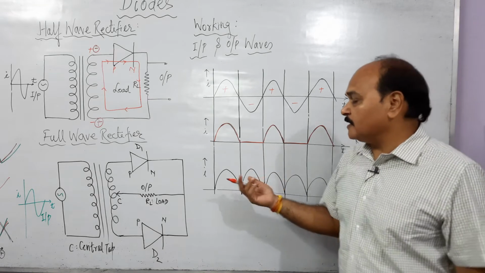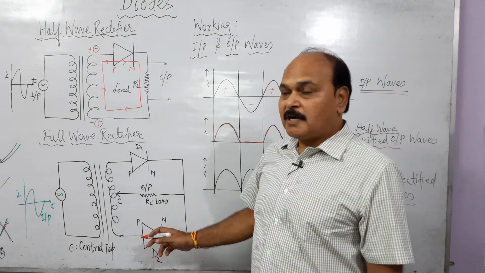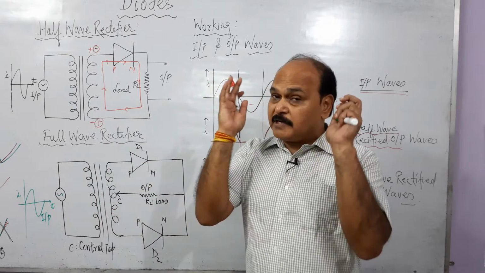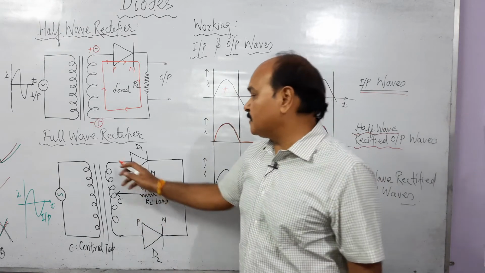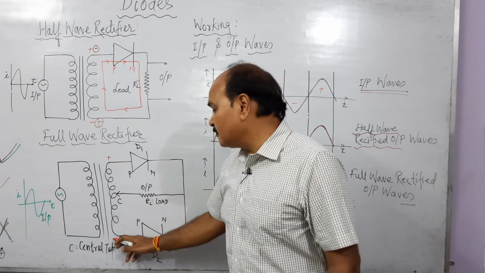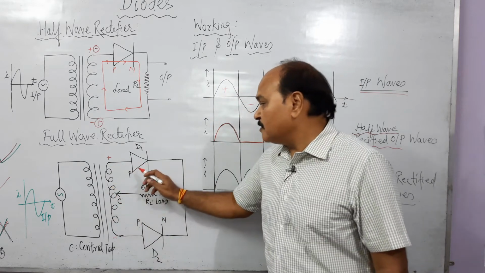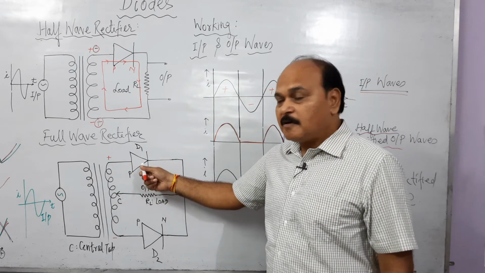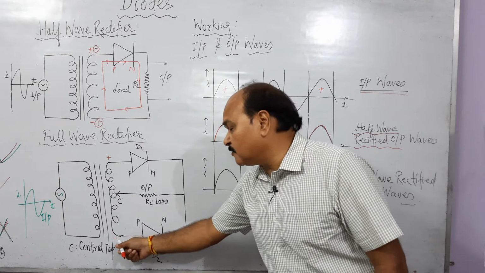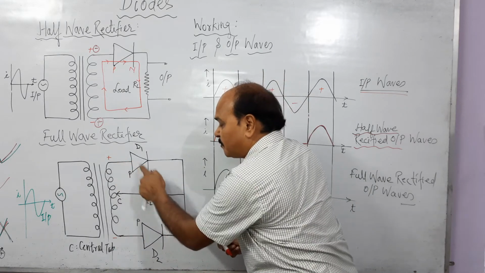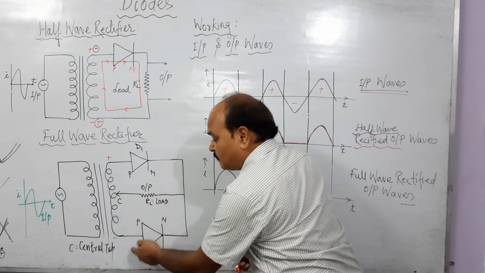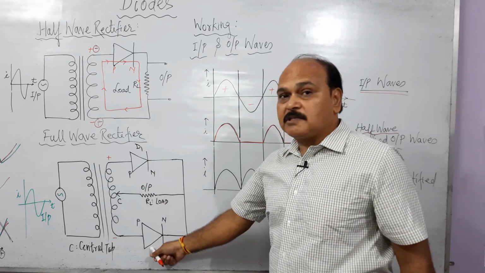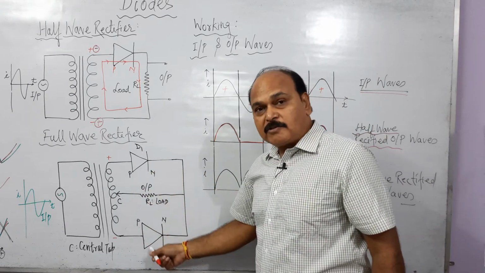And in full wave rectifier, yeah, there are two diodes D1 and D2. Again, as usual, polarities of the terminals of alternating source are reversed after every half cycle. Let us assume that this end is positive and this end is negative in the first half. If this end is positive, this P of the diode is connected with positive. This simply means this diode is forward bias. But look at this diode. This P is connected with negative, so this diode is reverse bias. That means this diode is going to conduct, this is not going to conduct.